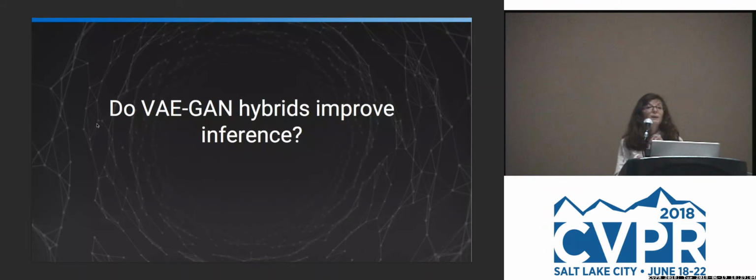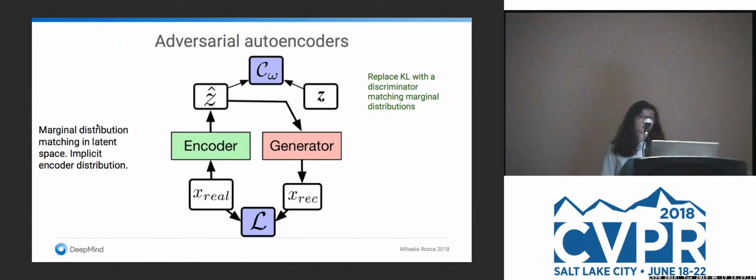Now, let's empirically assess these promises. So the first promise is that VAE-GAN hybrids should improve the inference quality of VAEs, so should improve representation learning for VAEs. The first model to look at here is adversarial autoencoders, that Emily just briefly touched upon earlier. So adversarial autoencoders do one thing.